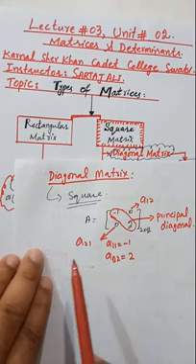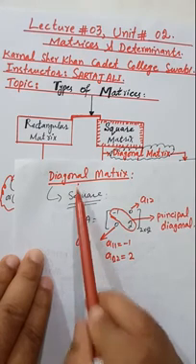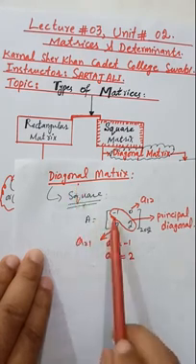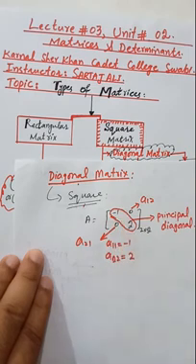So a square matrix is said to be a diagonal matrix if the principal diagonal elements are non-zero. What does it mean? It doesn't mean that all of the principal diagonal elements must be non-zero. It means that at least one of the principal diagonal elements must be non-zero, and if the rest of the elements, meaning the non-diagonal elements, are 0, then such a matrix is said to be a diagonal matrix.